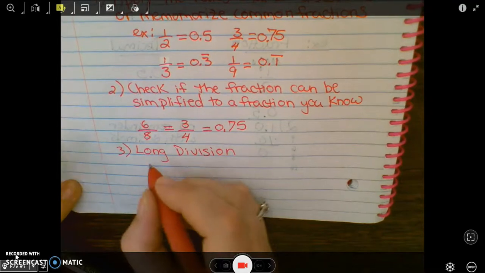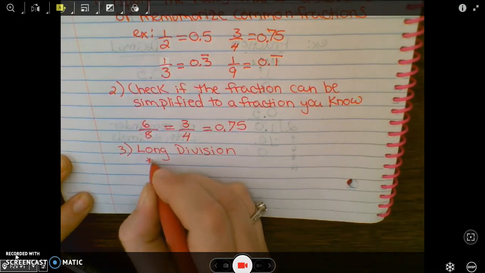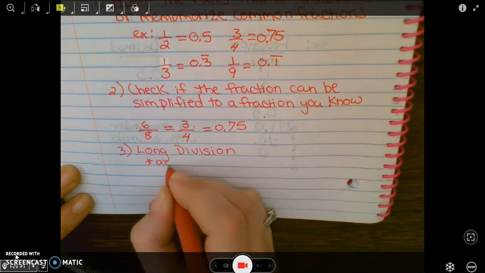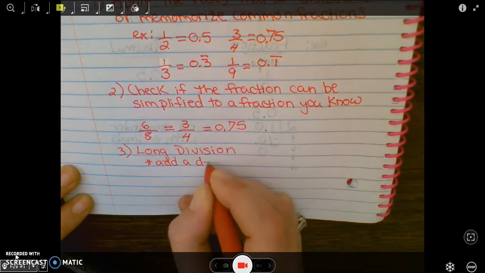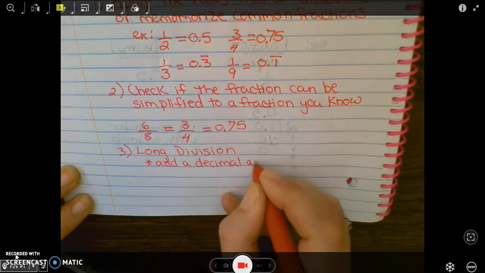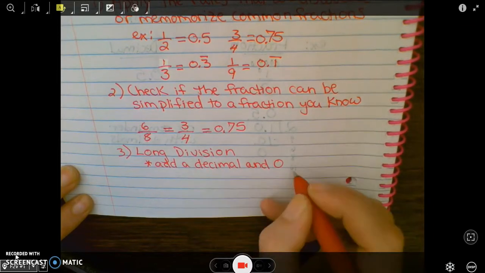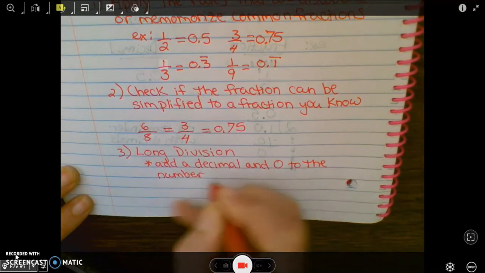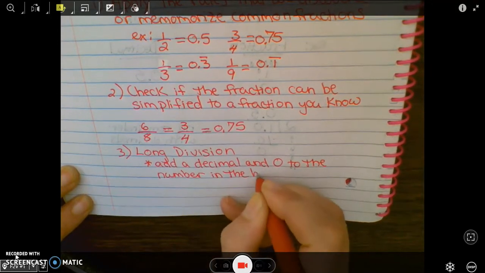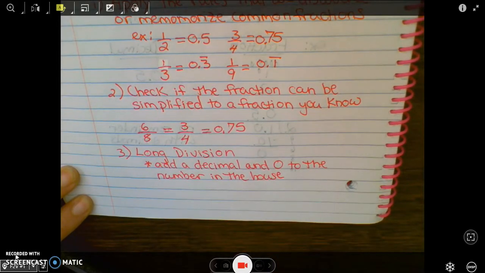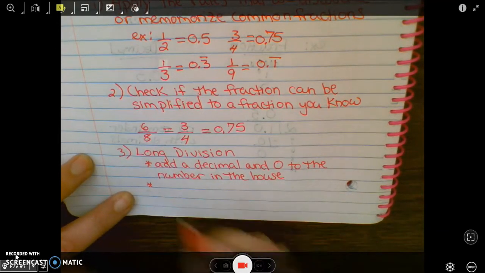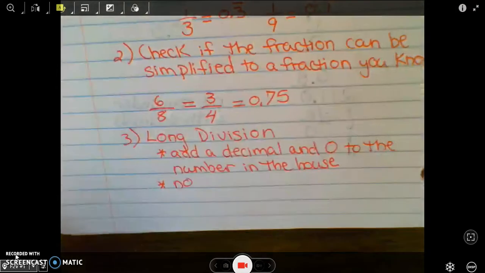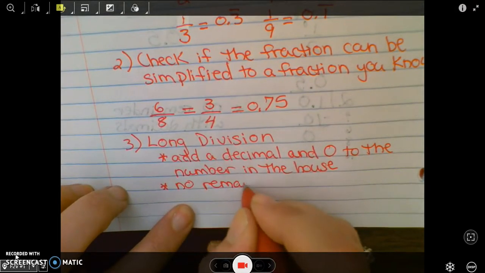And when you are using long division, there are some things you have to remember. So remember, you will likely, unless it's an improper fraction, need to add a decimal and 0 to the number in the house in order to make it work. And we do not deal with remainders when we are working with decimals. So no remainder.